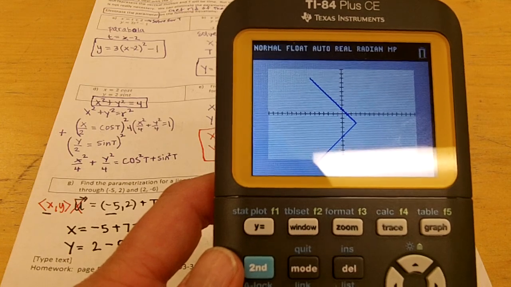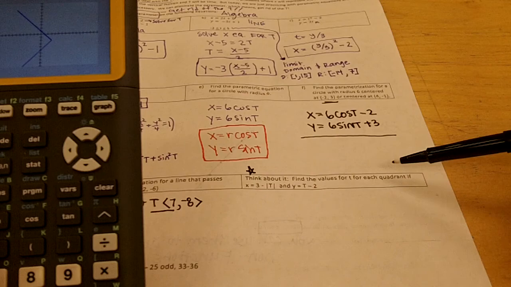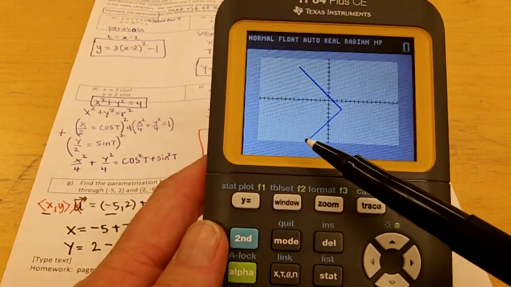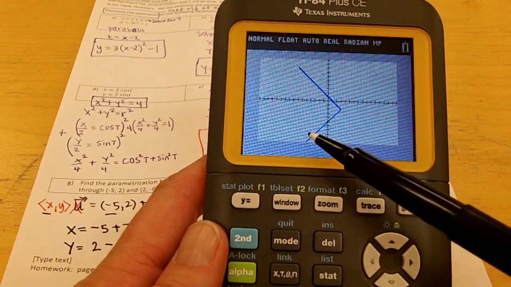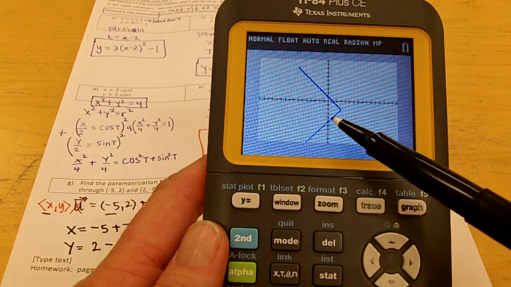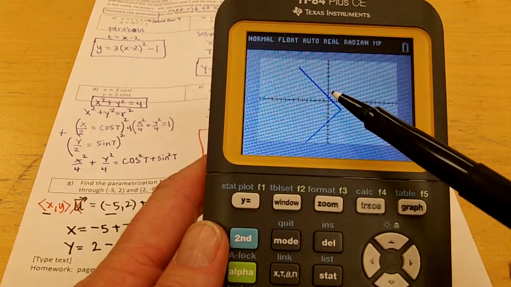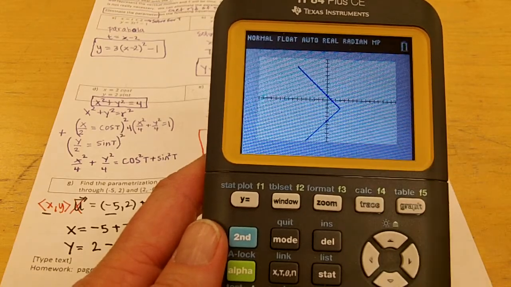So the question is asking me, find the values of t for each quadrant. So what it means is there's certain values of t that are making this relation go into each quadrant. So this is in the fourth quadrant, this is in the fourth quadrant, third quadrant, this little part in the first quadrant, and then this part up here in the second quadrant.